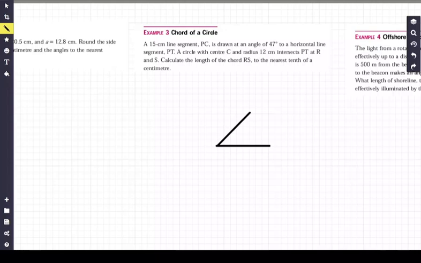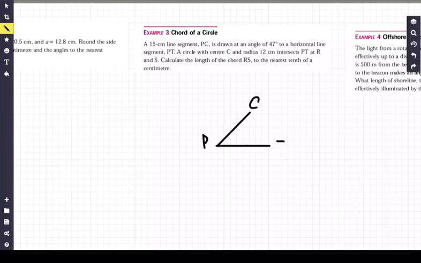So let's think about it. How can this thing, so the PT, right? Okay, so this is PC. So I assume this is point P and that's point C. So a circle with a center, PT at R and S. So if this is point T, so this is T. So they intersect at 2 points, R and S. So let's think for a minute.